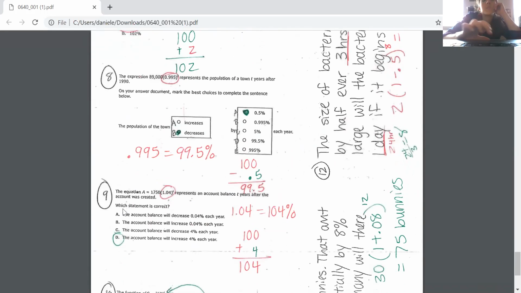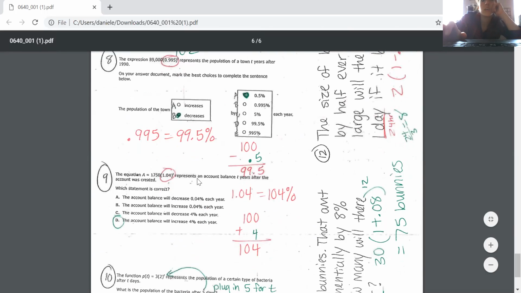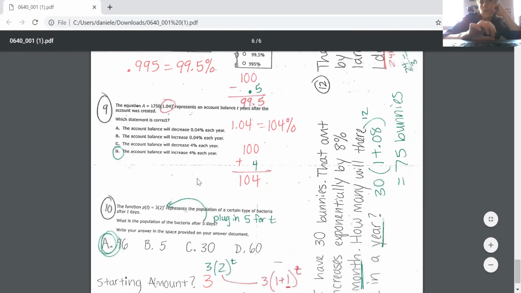In number 8, 0.995. First question, what percent is that? I moved the decimal twice, it's 99.5%. Second question I ask myself is, okay, what did I do to 100 to get there? I subtracted 0.5%, so this is a decrease of 0.5%. Number 9, 1.04. What percent is it? 104%. What did I do to 100 to get there? I added 4%.